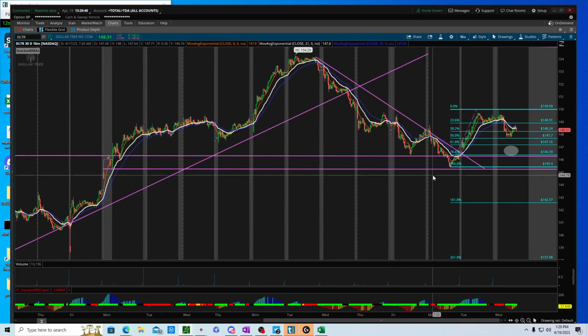So we had the nice bounce plays. Now we want the higher low. I love trading higher lows and lower highs above fib levels.